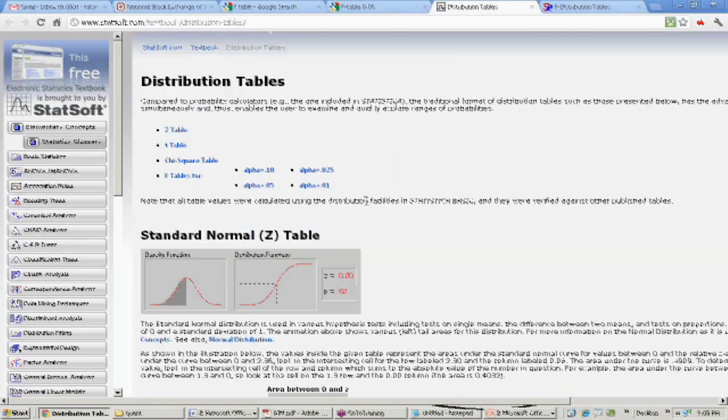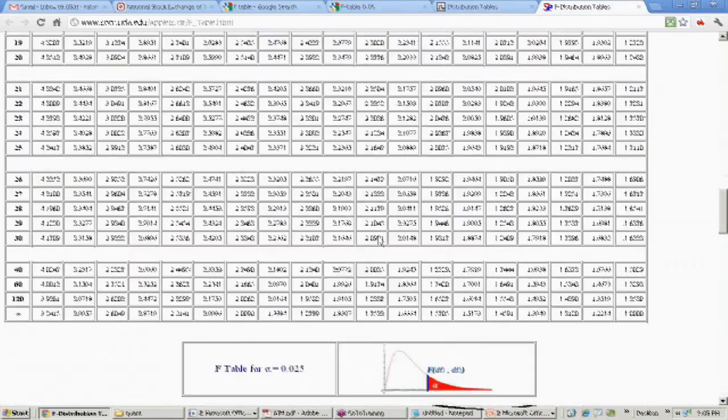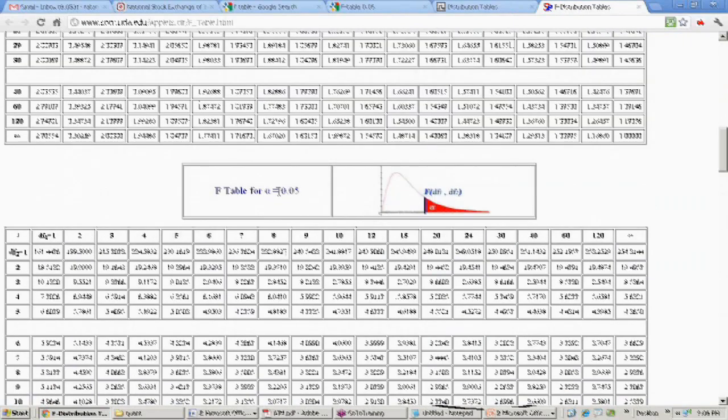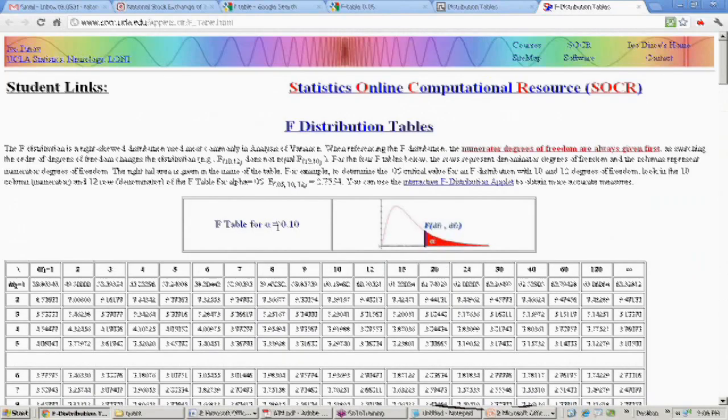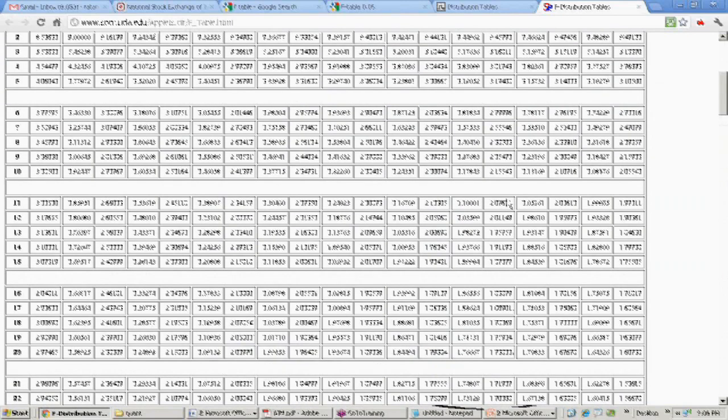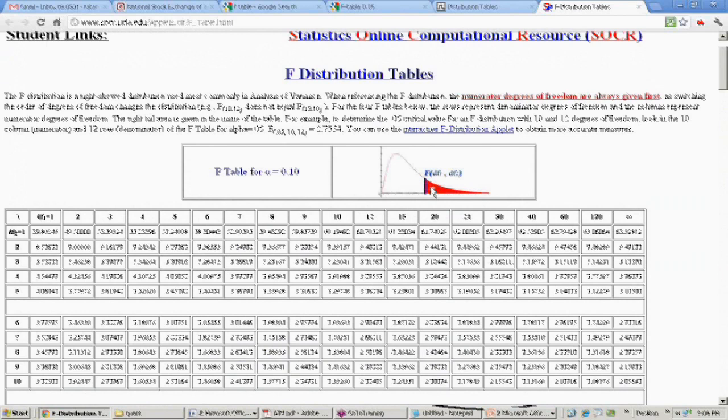For infinity versus infinity, the value is 1. No matter what alpha is, here alpha was 0.05, here alpha was 0.1, degree of freedom infinity versus infinity, it is 1. That means the F value cannot be less than 1. And this alpha that they are talking about is the probability in the right tail. So this shaded region is alpha. Alpha is 0.1 over here. So this is the probability in the right tail.